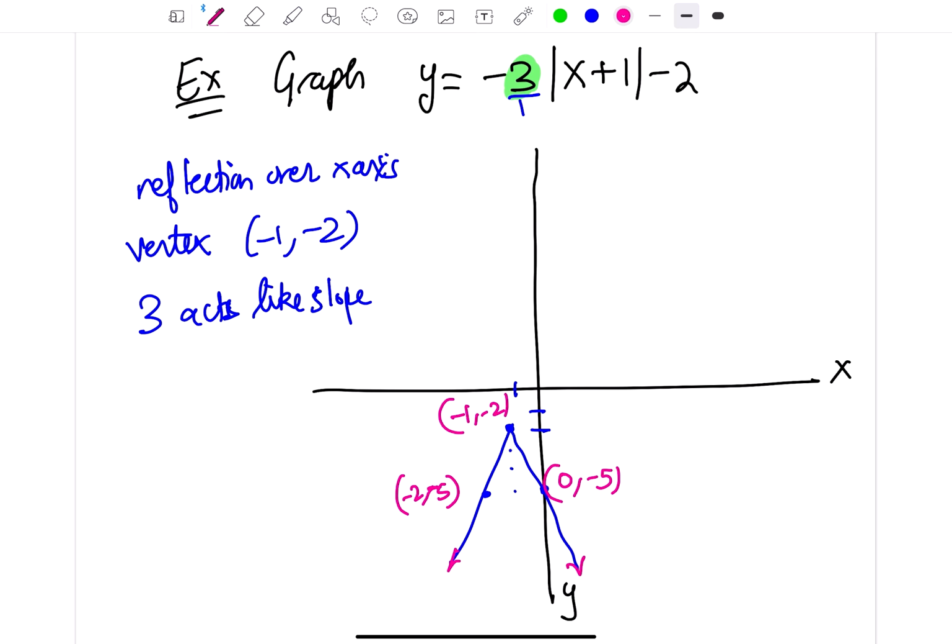Domain and range of absolute value functions. Domain is all real numbers. Range can vary. Like in this case, the domain is all real numbers, but for the range, this graph will never go above -2. It's always going to be going down. So the range will be -infinity to -2, with a bracket around -2 for the y value.